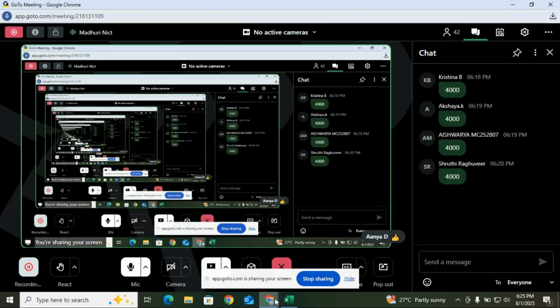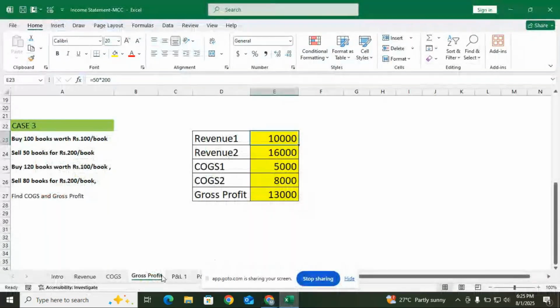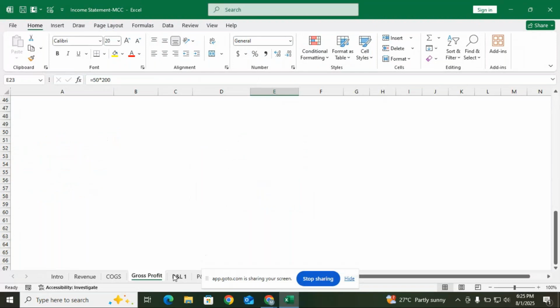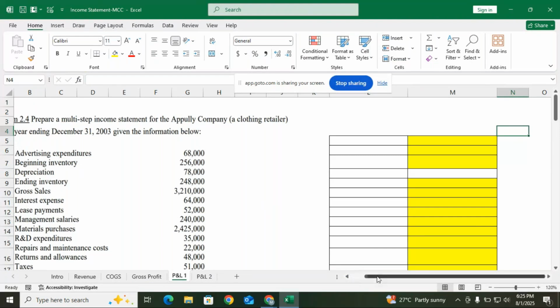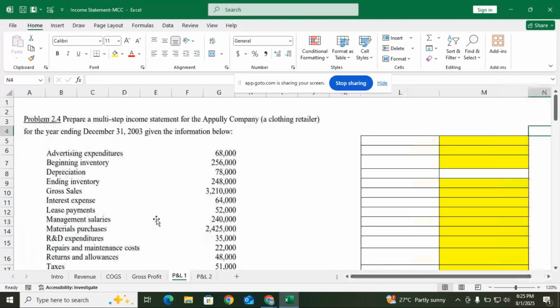So I will proceed to the next one, which is your profit and loss statement. Here, I've given the question as: prepare a multi-step income statement for Apple Company, which is a clothing retailer, for the year ending 31st December 2003, given the information below. So we have to prepare a multi-step income statement for this company for the year ending 31st of December.